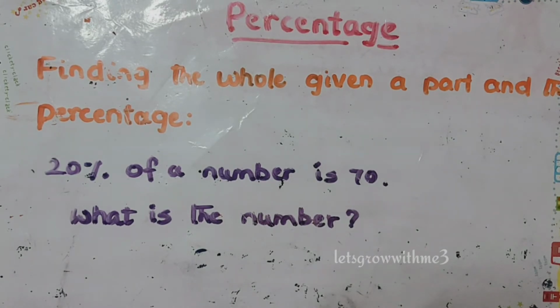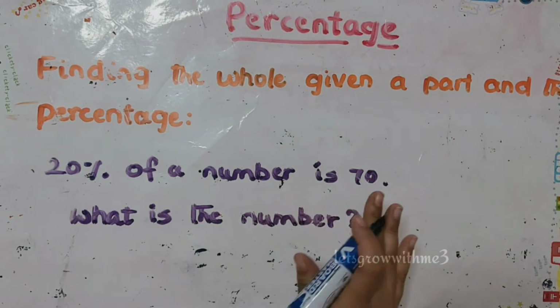So let's start today's topic, percentage. We have already discussed a few concepts in percentage, so let's see a few more concepts over here. The first one is finding the whole given a part and the percentage. What do you mean by this? If the part and percentage are given, then how to find out the whole number?